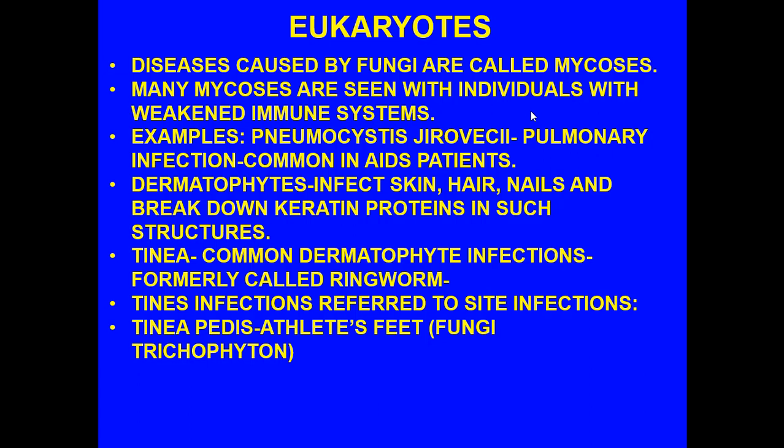For example, it used to be called Pneumocystis carinii. It was thought to be protozoal. It was later found to be really Pneumocystis jirovecii, which is a pulmonary infection, a fungal infection. It's very common in AIDS patients. Remember, with weakened immunity comes greater susceptibility to many organisms that we normally fight off with a healthy immune system.